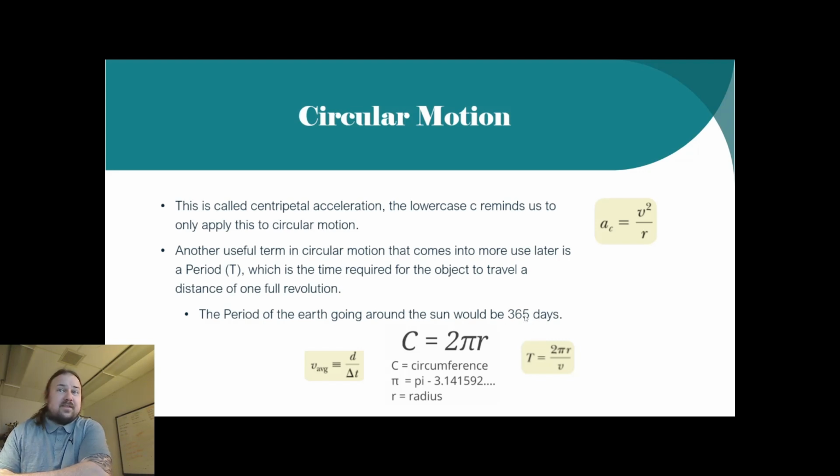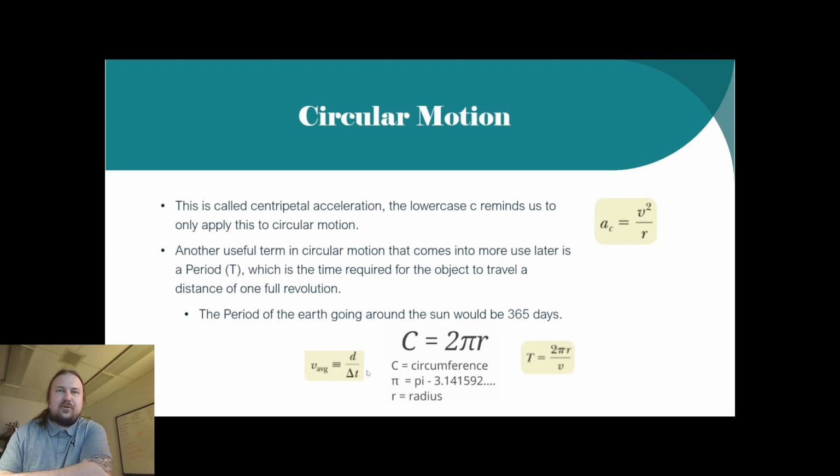Okay, so that's an example of a period. Period is a unit of time. Using what we know for period, we can make an equation for it, right? We know that the velocity is equal to a distance, or speed, I should say. The speed is equal to a distance over the change in time.